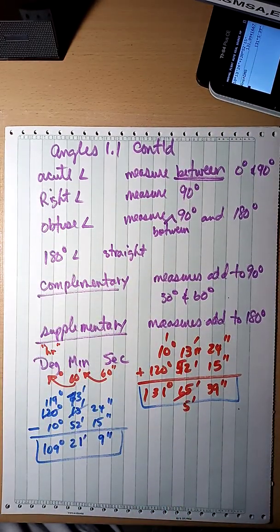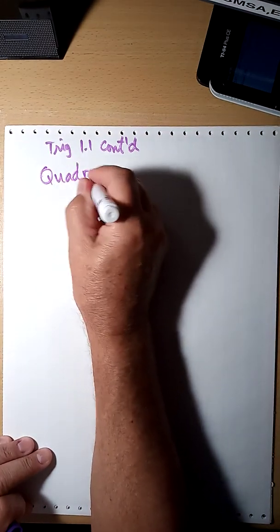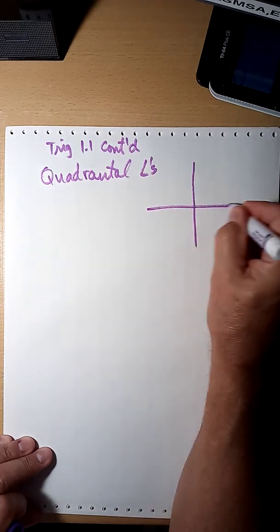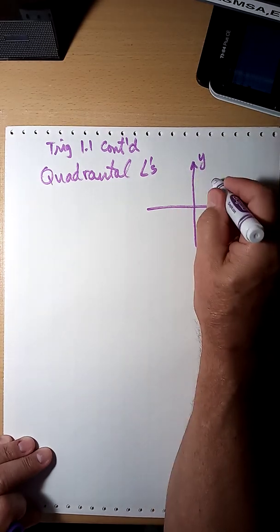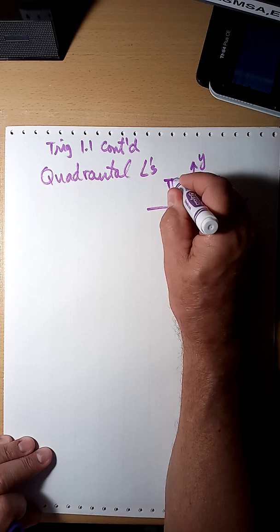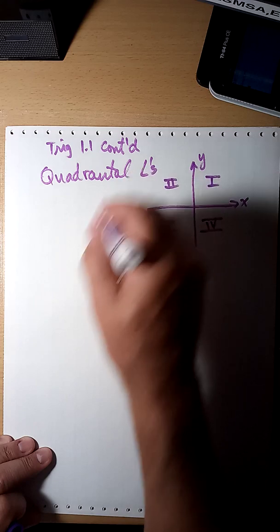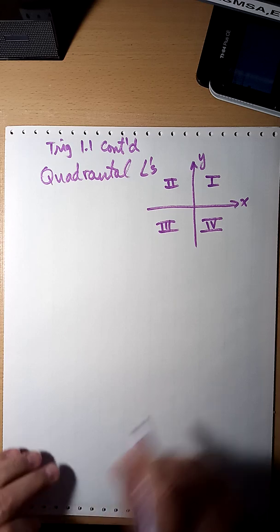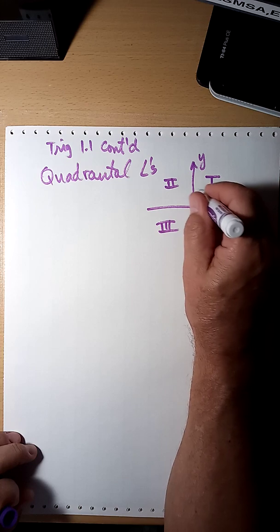So now let's talk about the last couple things here. Quadrantal angles. Well, that XY axis really divides the plane into quadrants. This is the first quadrant, the second quadrant, the third, and the fourth quadrant. They count those counterclockwise too. And any angle that divides this into those four quadrants is going to be a quadrantal angle.